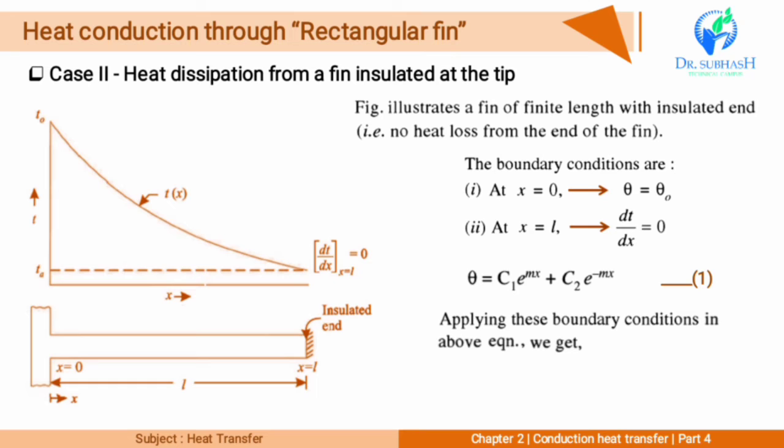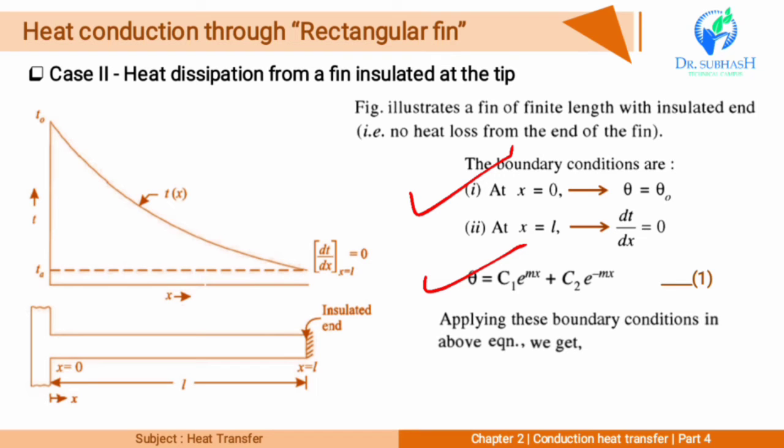That means adiabatic fin tip. The condition at the fin base remains the same as we expressed in the previous case, that is, at x is equal to 0, theta is equal to theta 0. That means T minus Ta is equal to T0 minus Ta. As we know, the general solution of the second order differential equation is theta is equal to C1 e raised to mx plus C2 e raised to minus mx.